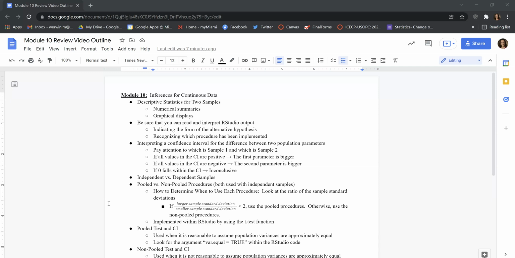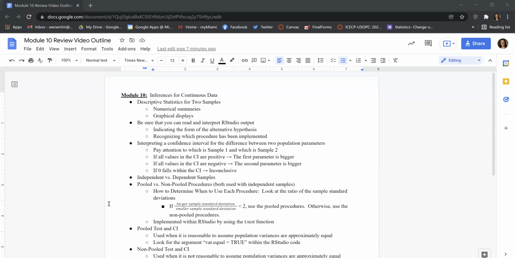Be sure in this module that you can read and interpret RStudio output. That includes indicating the form of the alternative hypothesis. Remember, our alternative hypothesis can take three different forms depending on the purpose of the test. We can either have a less than sign when we're running a left-tailed test, a greater than sign when we're running a right-tailed test, or a not equal sign when we're running a two-tailed test. I discussed extensively in Module 9 how to determine the form of the alternative hypothesis.